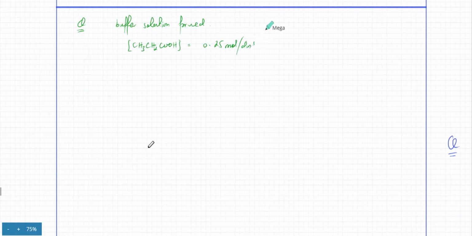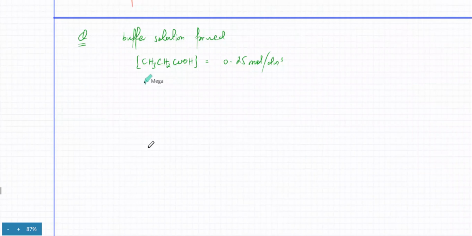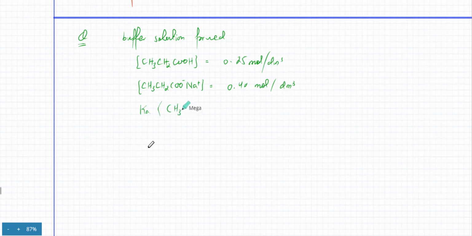And you've decided to add the conjugate base as well. So the salt of propanoic acid, sodium propanoate, Na plus, is added, and whose concentration is 0.4 mole per dm cube. Now these are added, and the Ka for propanoic acid is already given. It's given as CH3CH2COOH. Its value is given as 5 into 10 to the minus 6 mole per decimeter cube. So this is given. You're just simply being asked to find the pH of the resulting buffer.